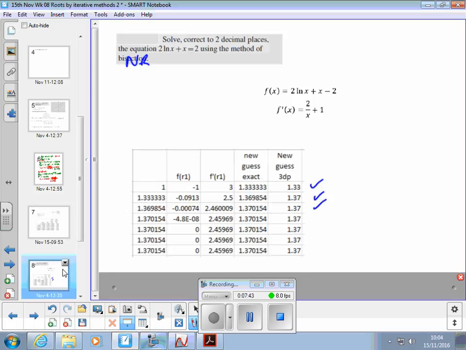Looking at the next example in the notes, first equate the function to 0, find the first differential, and then this one took 3 iterations to find that the approximation to the root to 2 decimal places is 1.37.